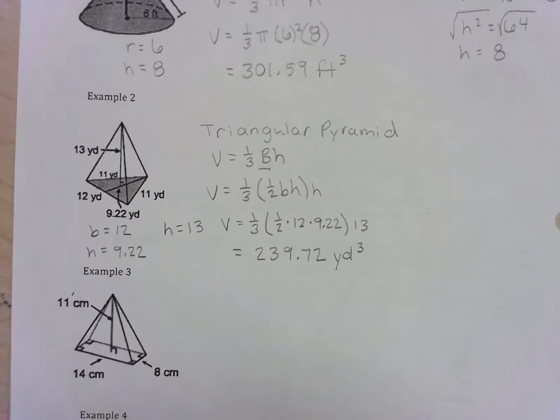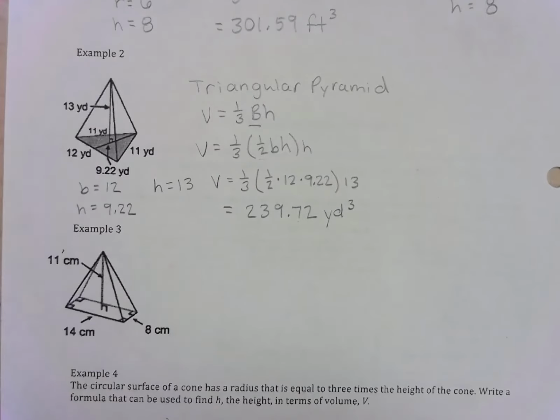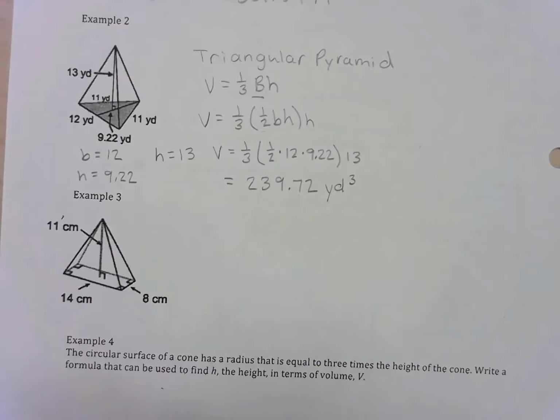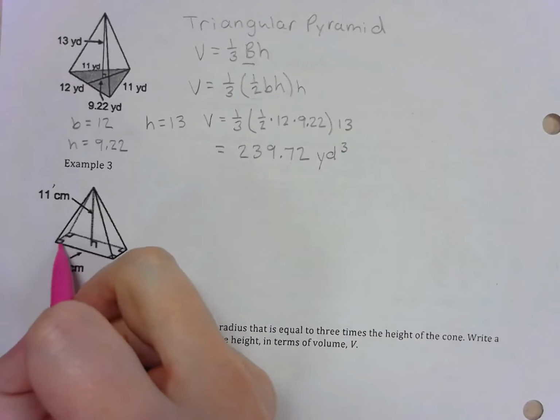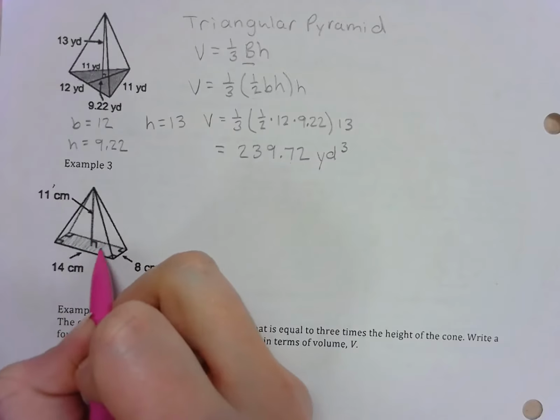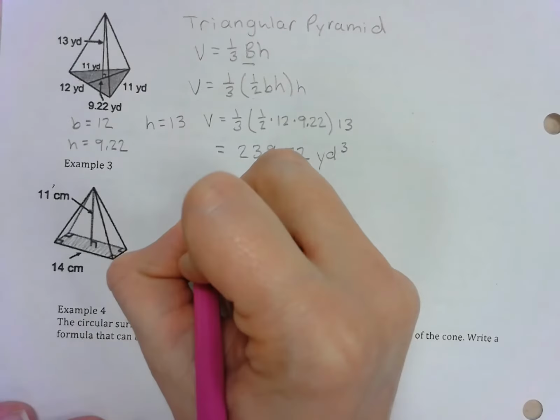And for our last one here, not our last one, we have number 3 and then number 4. So our last figure here, this figure has a rectangle as the base. So that's going to make it a rectangular pyramid.